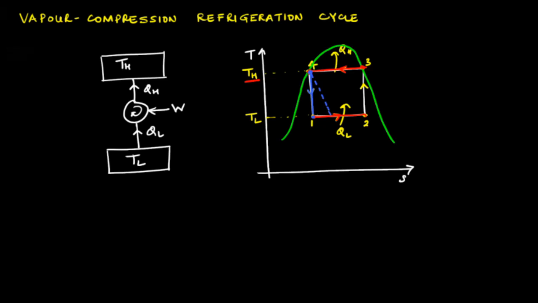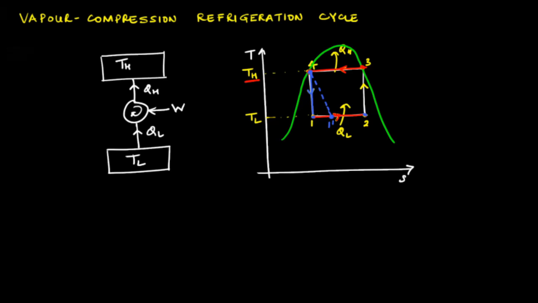a low pressure at a new state, let's say state 1 prime. This throttling process is an irreversible process and is accompanied by an increase in entropy. The idea of having this throttling process is to reduce the pressure of the working substance from the pressure at state 4 to the pressure at state 1 prime, that is equal to the pressure at state 2.